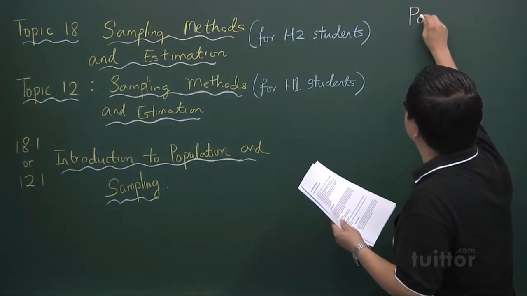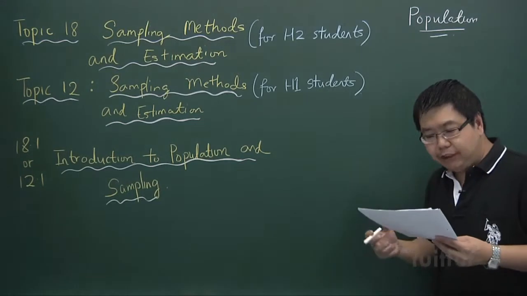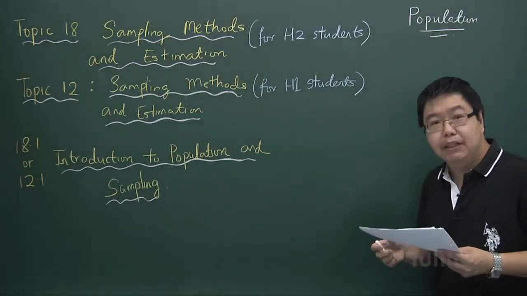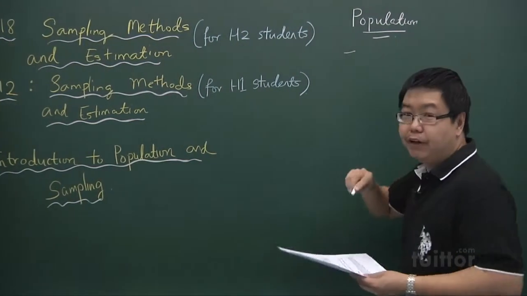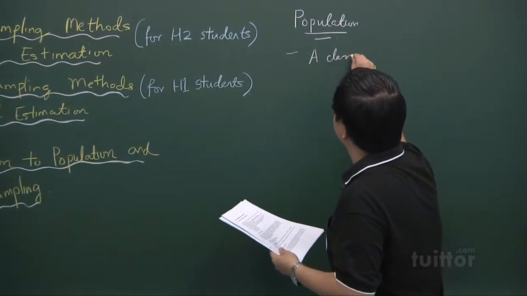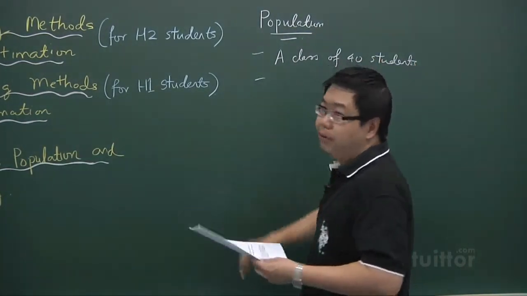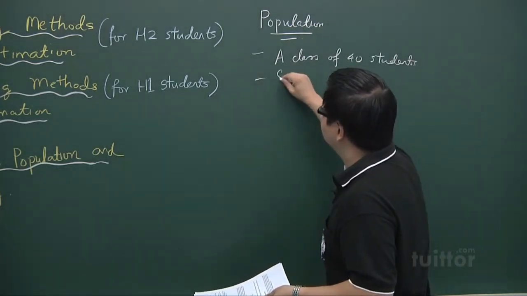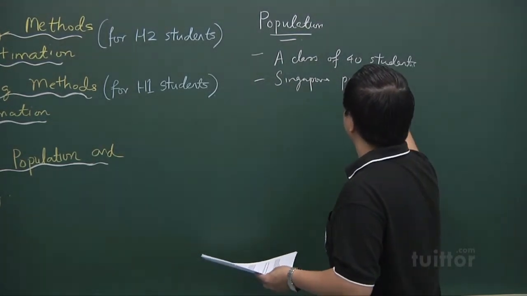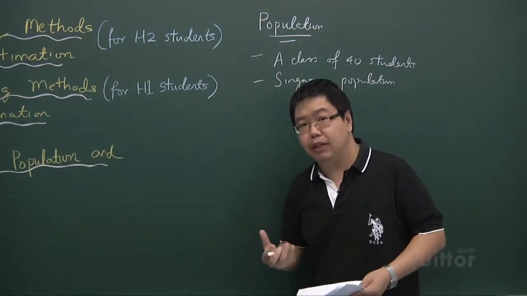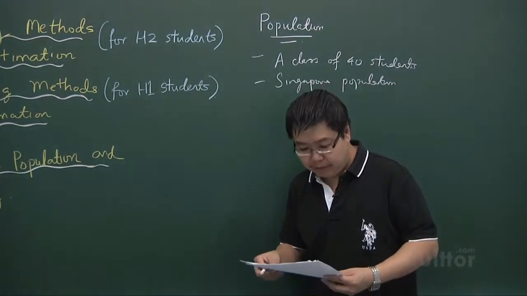The first important term is this thing called population. Now, what is population? Population refers to a particular group of people or items from which the information is required. For example, the population could be referring to a class of 40 students. Or it could also be referring to the entire Singapore population. So population can be as small as only a few people, or it can be as large as 10,000, 100,000 or millions of people.